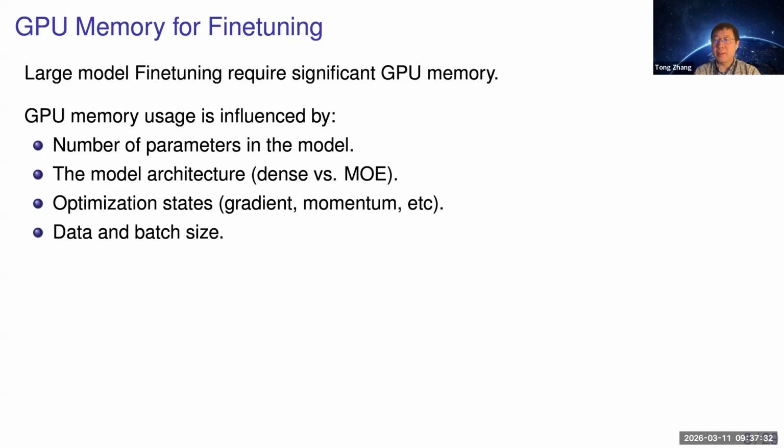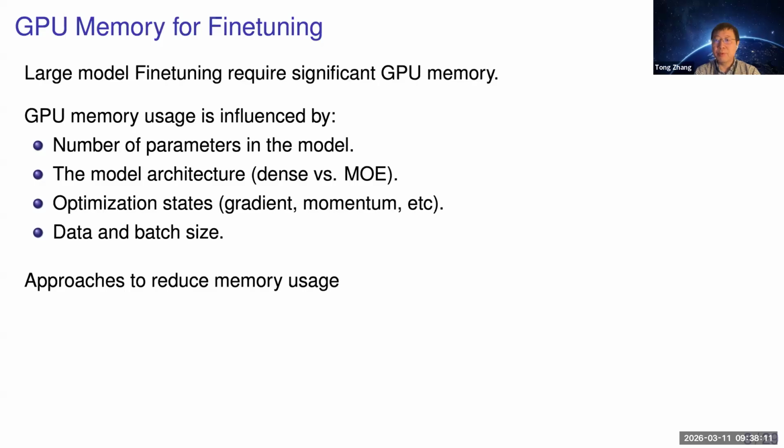Then you have the data and the batch size, right? Data certainly needs to go to the GPU, and that's one consumption. The other one affecting batch size is that when you do the forward pass, you need to save activations, and that will grow proportionally as batch size grows. So essentially, a large batch will cause much more GPU memory usage. All these issues point out that eventually we want to reduce the memory usage.